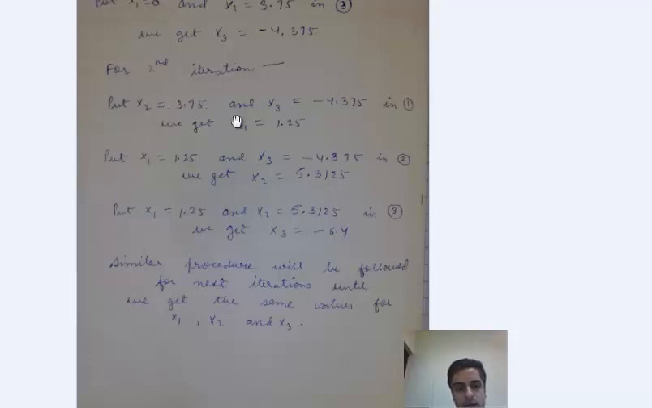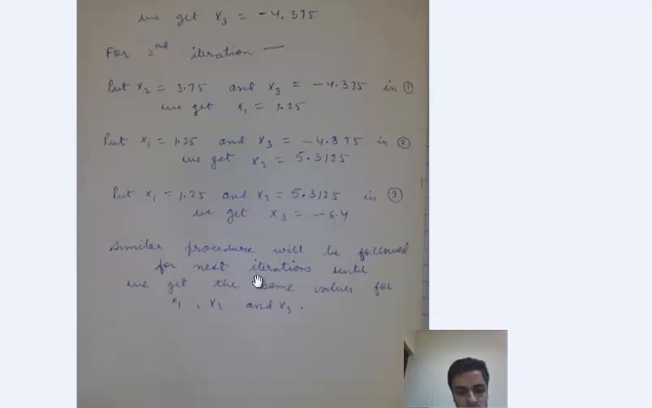Put x2 equal to 3.75 and x3 equal to minus 4.375 in 1, we get x1 equal to 1.25. Putting x1 equal to 1.25 and x3 equal to minus 4.375 in 2, we get x2 equal to 5.3125, and putting x1 equal to 1.25 and x2 equal to 5.3125 in 3, we get x3 equal to minus 6.4. Now a similar procedure will be followed for the next iterations until we get the same values for x1, x2 and x3 in the iterations.